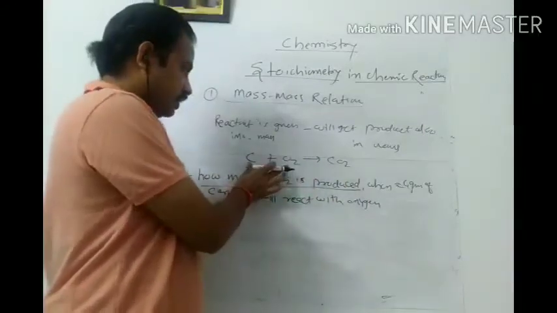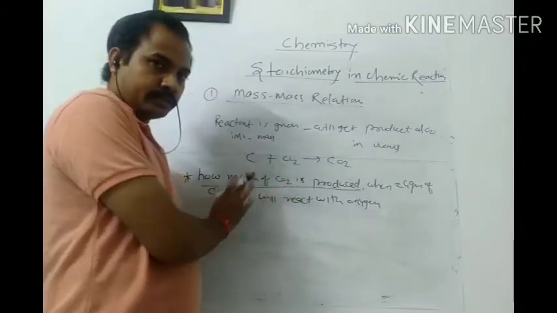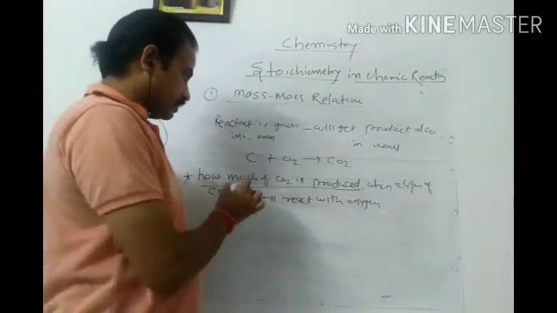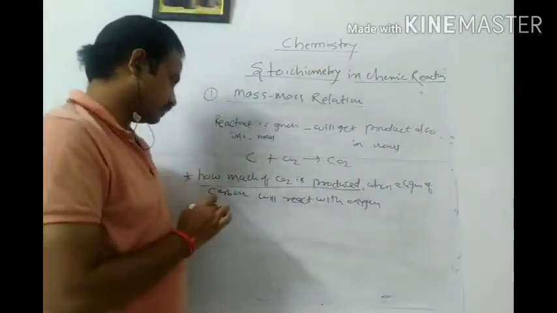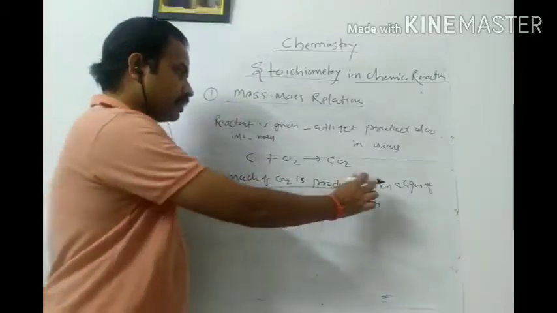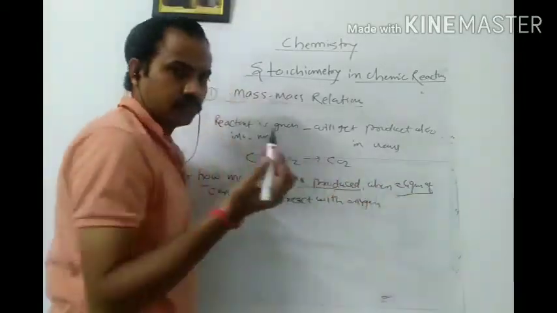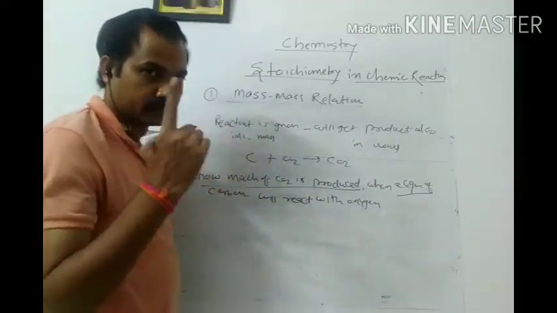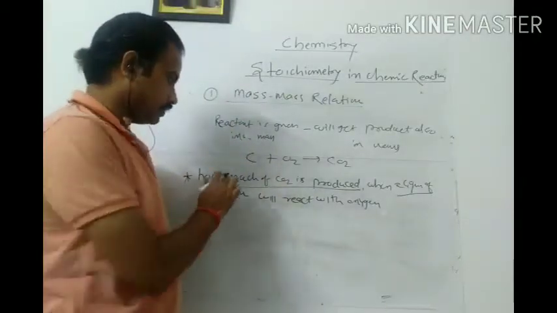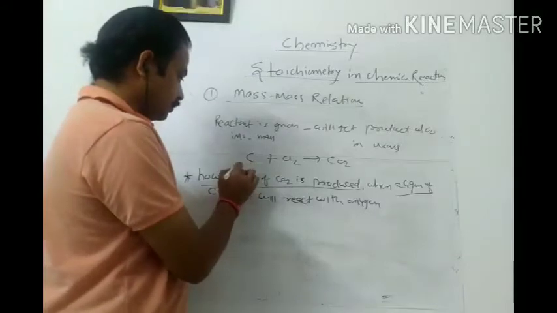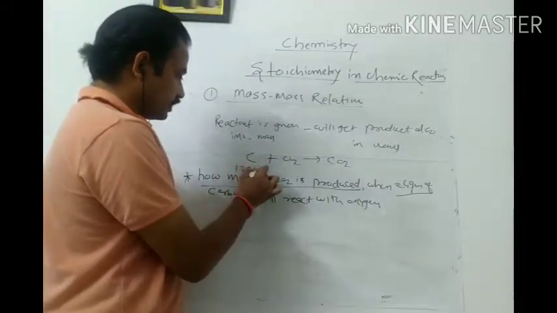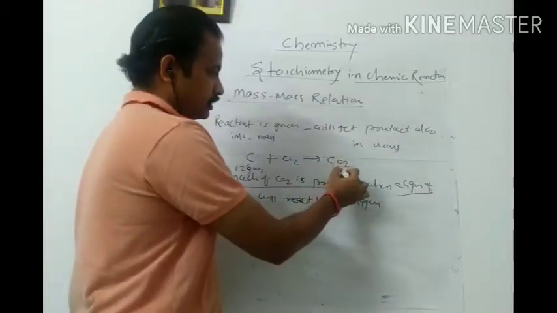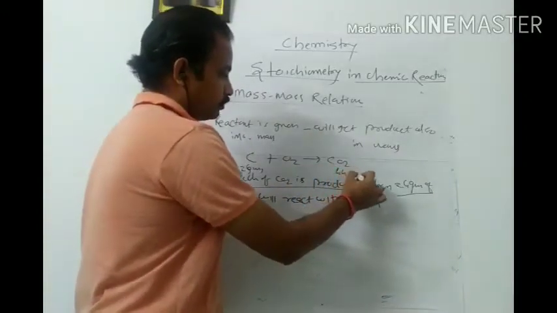So here, the reactant is in mass form, and we will get the product in mass form. The most important thing here is that the mass of carbon only is given. Out of these two elements, only the mass of one element is given. Here you will come to know 12 gram of carbon, isn't it? And 12 plus 32 means 44 gram of CO2.